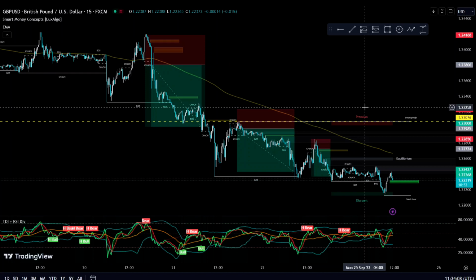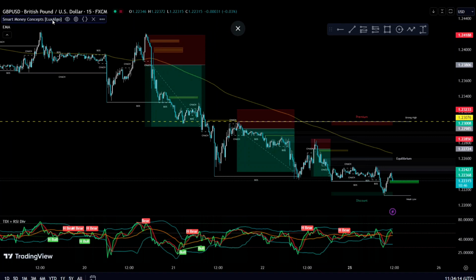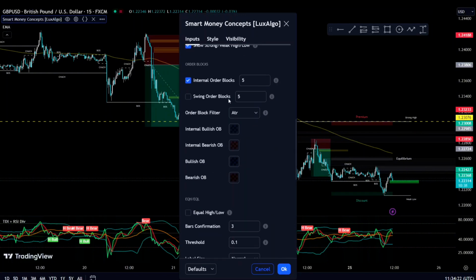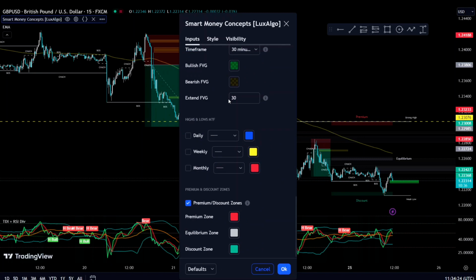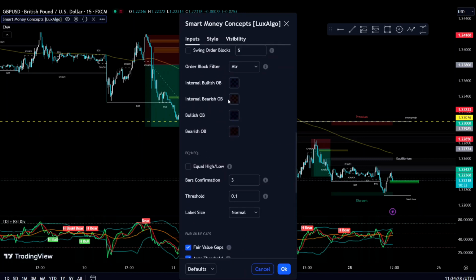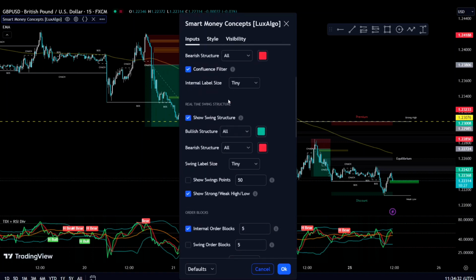First of all, let's go through the indicators that we have on the chart. First, we have the Smart Money Concept indicator by LuxAlgo. As you can see, these are the settings that I have on my system. You can slow down or pause the video in order to see the settings that I use for this particular indicator, the Smart Money Concept.